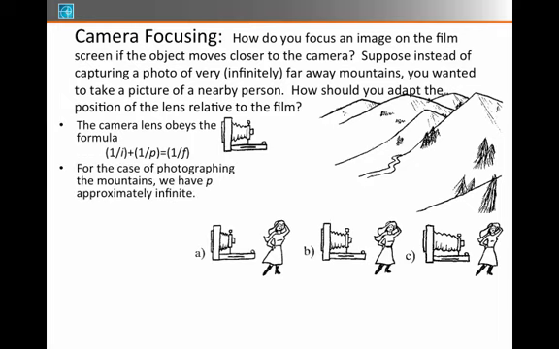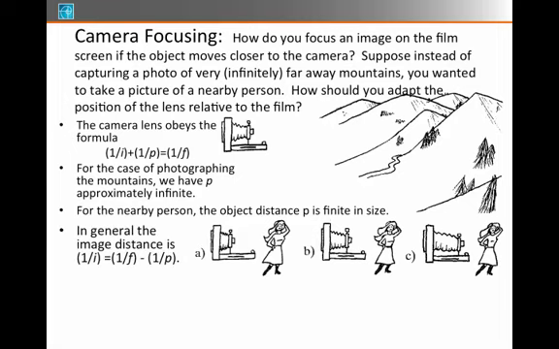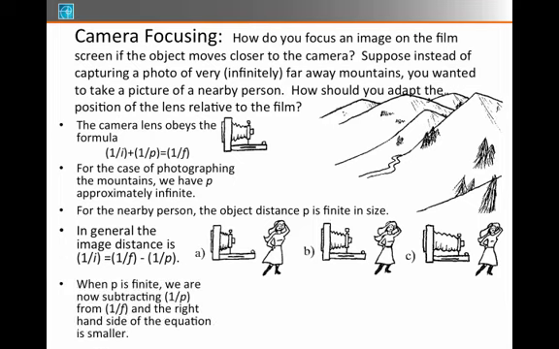For the case of photographing the mountains, p is approximately infinitely far away. For the nearby person, the object distance p is finite in size. And so in general, 1/I = 1/f - 1/p. For the mountains, that second term is 0 because p is infinite. For the person, that object distance p is finite, and so we're going to actually be subtracting something off of that 1/f term.